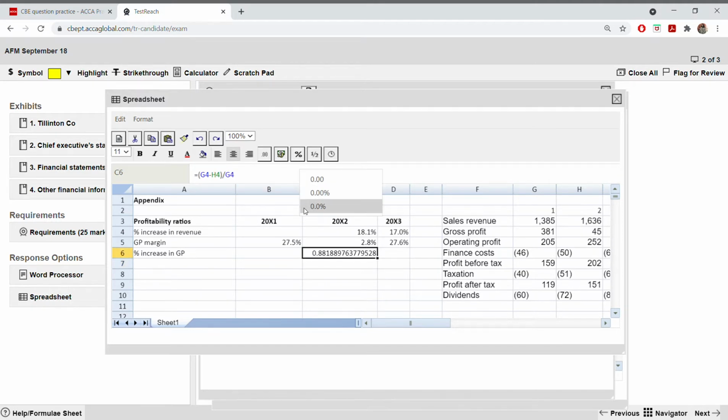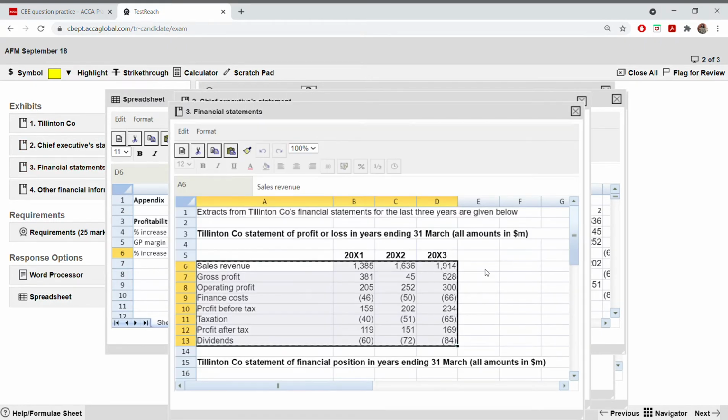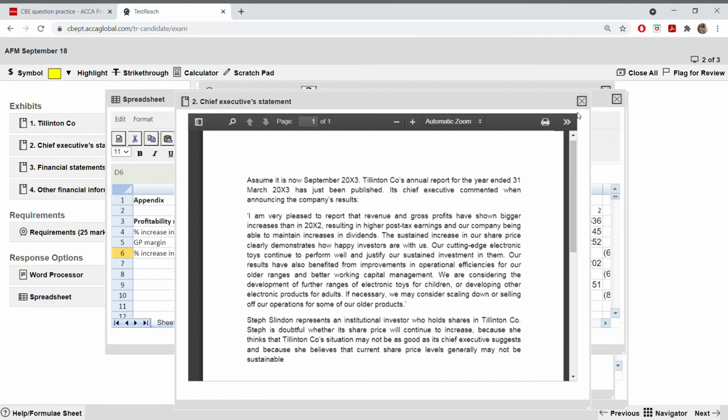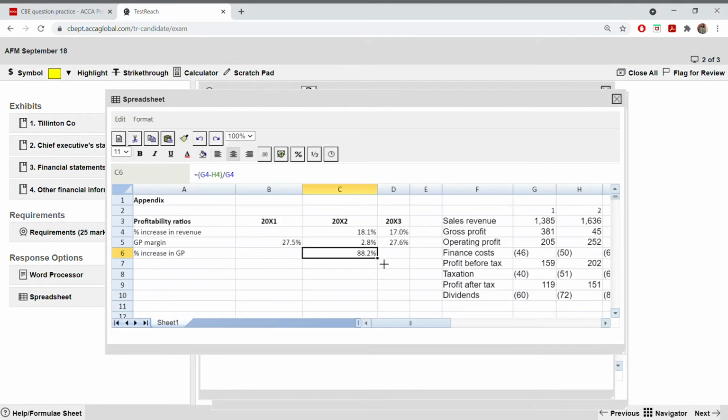This as a percentage. Next, even though it's not increased, it will be decreased only, because gross profit went from 381. Now I'm just going to drag it to the other cell.